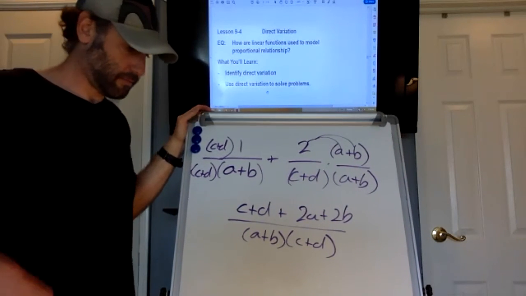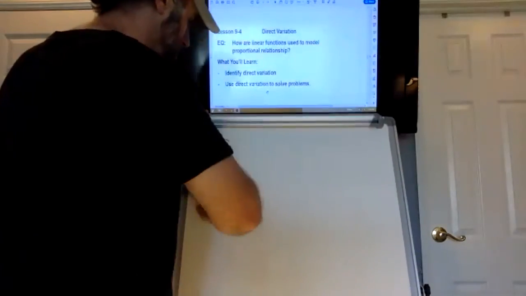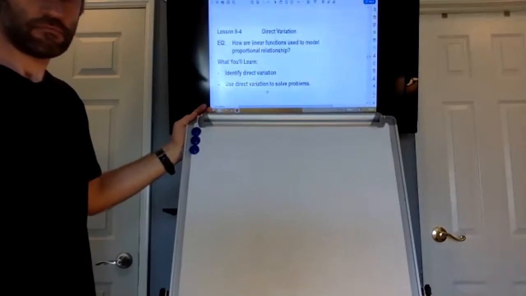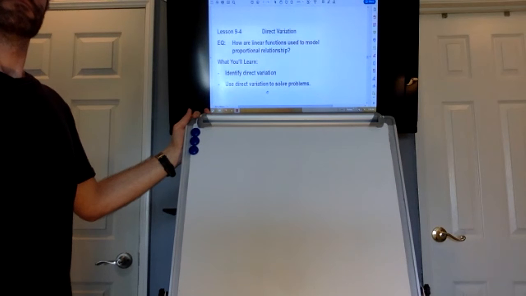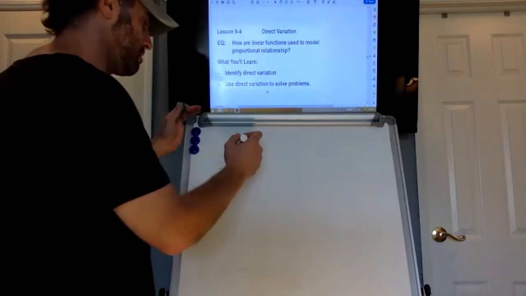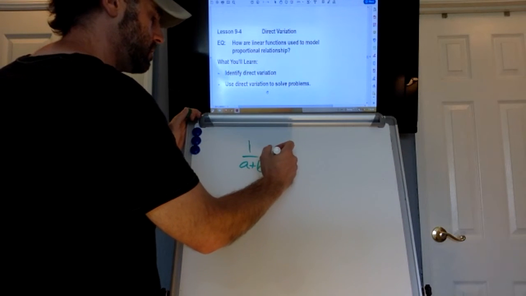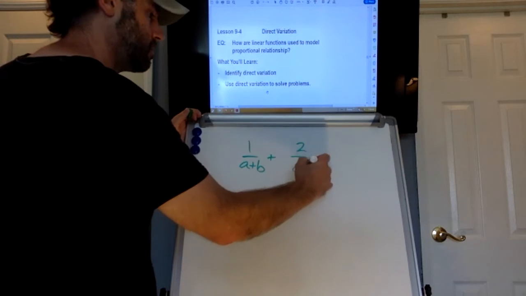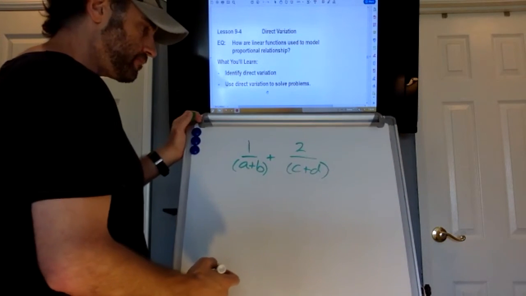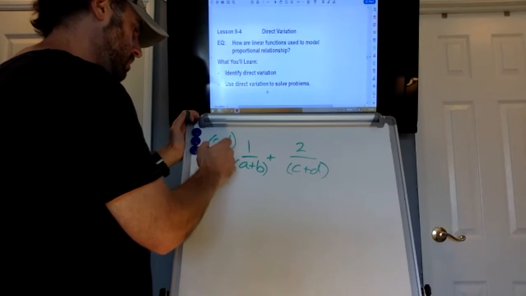Anybody else? Anyone? Wait, Mr. Rosenthal? Wait, so for the 1 over a plus b plus 2 over c plus d, after you multiply a plus b over a plus b and c plus d over c plus d on both sides of the plus sign.